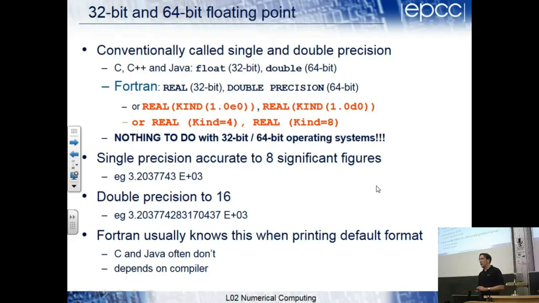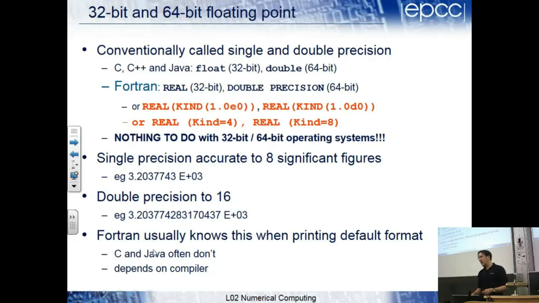Again, this has got nothing to do with 32-bit, 64-bit operating systems. I've heard people thinking, well, I'm on a 64-bit operating system. Doesn't that mean my real numbers are 64 bits? No, no. 64-bit operating system refers to how the memory addresses are stored. It's got nothing to do with the storage of real numbers or integers for that matter. So if I had a single precision number, I could print it out, and it would be accurate to about 8 significant figures. If it was double precision, it would have many more significant figures. The slight confusion you have is that C and Java seem to be compiler dependent, but you don't know this when printing the default format.